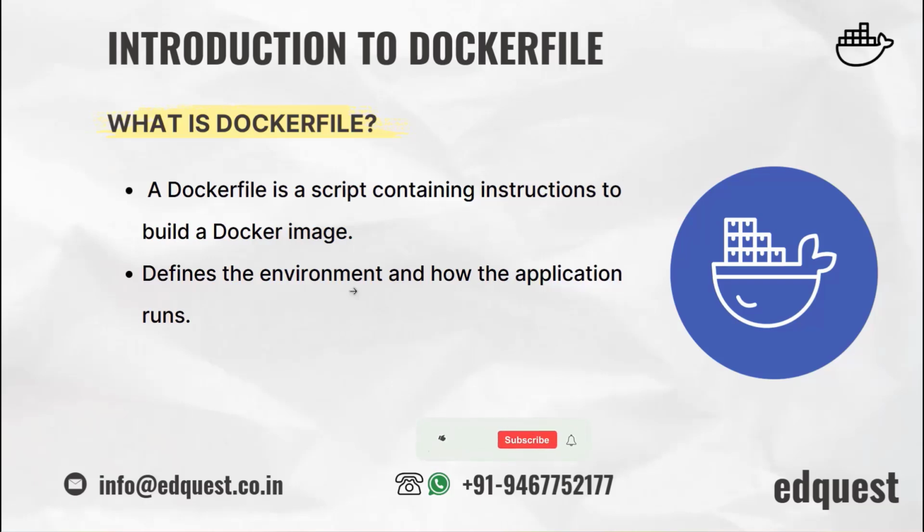Now, what does a Dockerfile actually define? It can specify the base image, like Ubuntu or Python. It can install system dependencies and Python libraries. It can copy your source code into the image, and it can define the command to start your application. In short, a Dockerfile tells Docker how to build the perfect environment for your machine learning project step by step. In the upcoming video, we will write a Dockerfile and understand each instruction in detail.